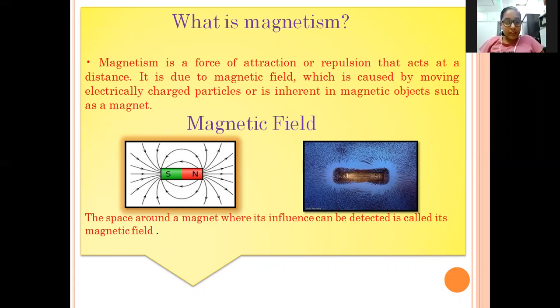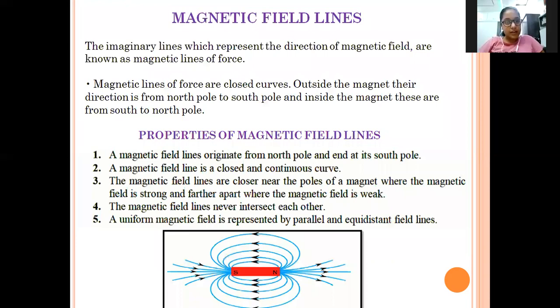Now, what is a magnetic field? The space around a magnet where its influence can be detected is called its magnetic field. As you can see here in this bar magnet, the lines here are the magnetic field lines of the bar magnet. We will learn what magnetic field lines are in the next slide. Moving ahead, magnetic field lines. The imaginary lines which represent the direction of a magnetic field are known as magnetic lines of force.